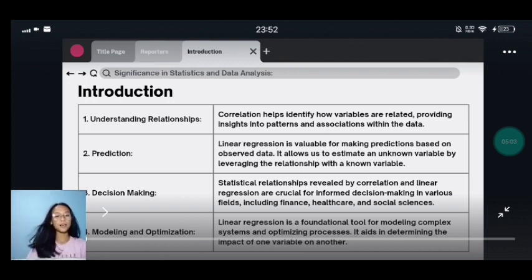So, as what I've said earlier, magamit gud siya in terms of decision making. Kaya dito ka mag-base if sakto ba imong mga decisions, imong conclusions, imong research. So yeah. Fourth is modeling and optimization. Linear regression is a foundational tool for modeling complex systems and optimizing processes. It aids in determining the impact of one variable on another.